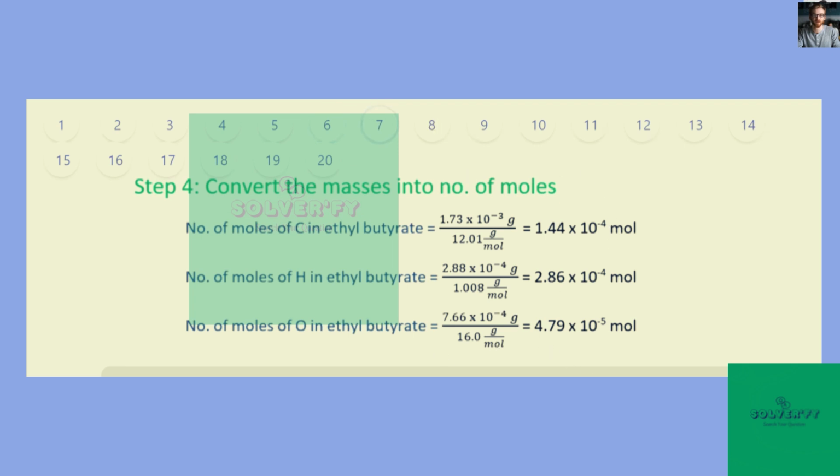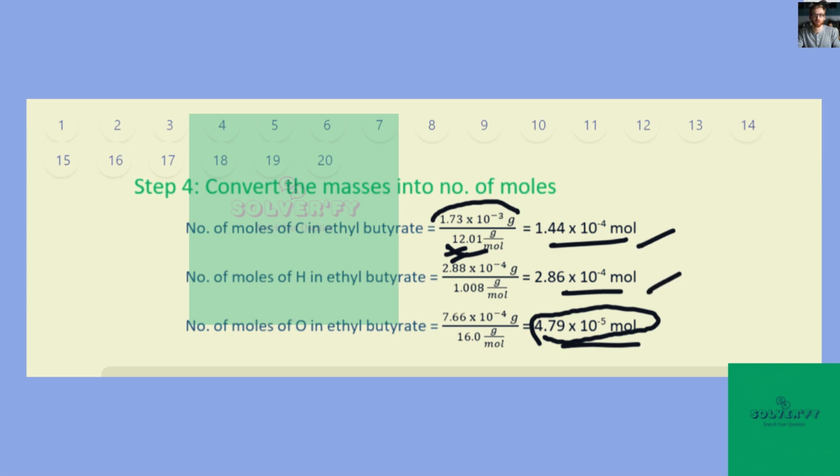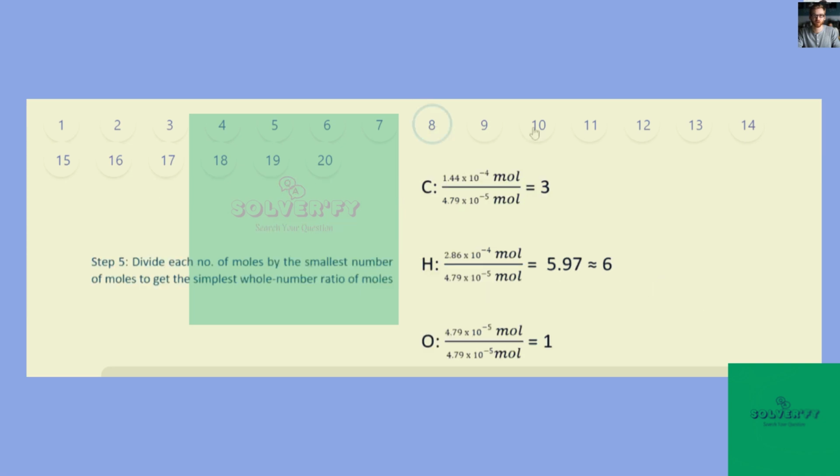So here is how we find the number of moles. We just divide each mass by their molar mass. So for carbon, the molar mass is 12.01. We divide the mass of carbon by its molar mass to get this mole, and same way we find out the number of moles of hydrogen and oxygen. And then in the next step we will divide each number of moles by the smallest number of moles, and here you can see that the smallest number of moles is this one. That means we divide each number of moles by the smallest number of moles to get a mole ratio.